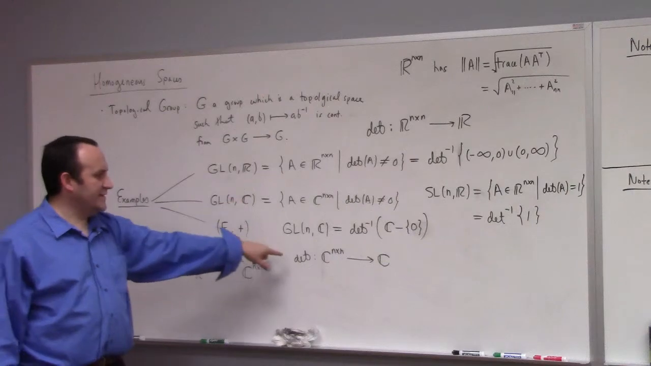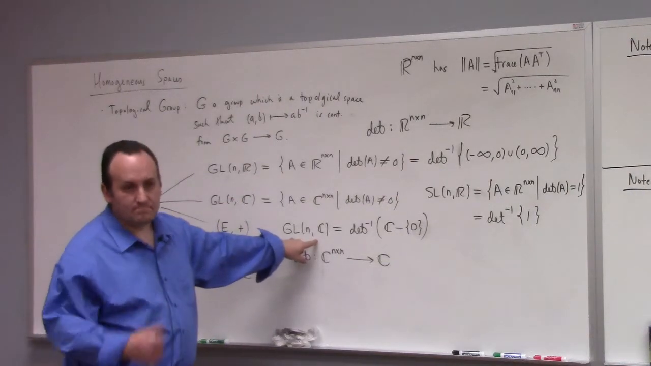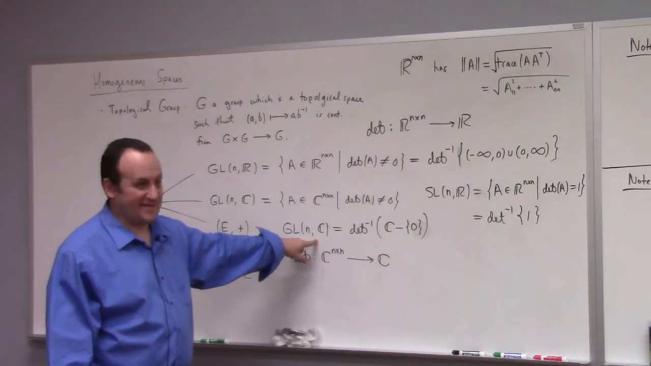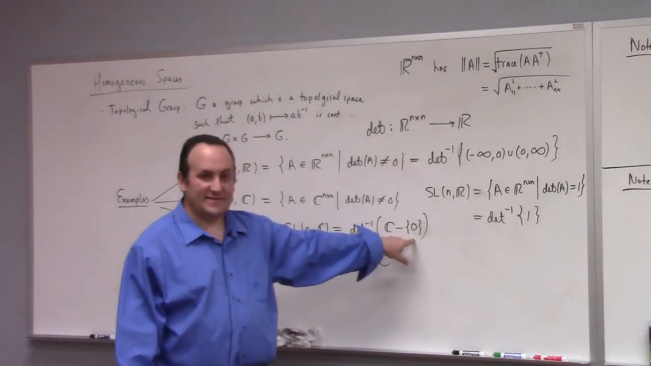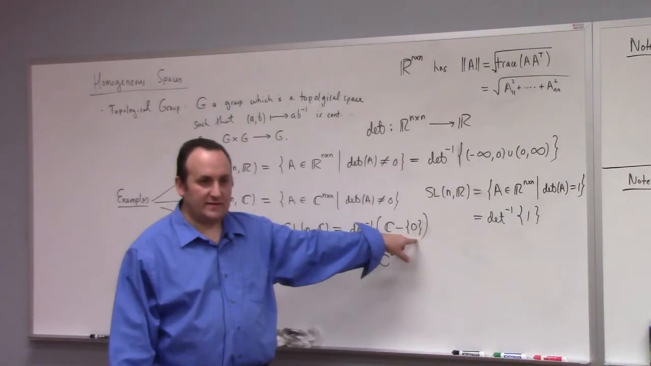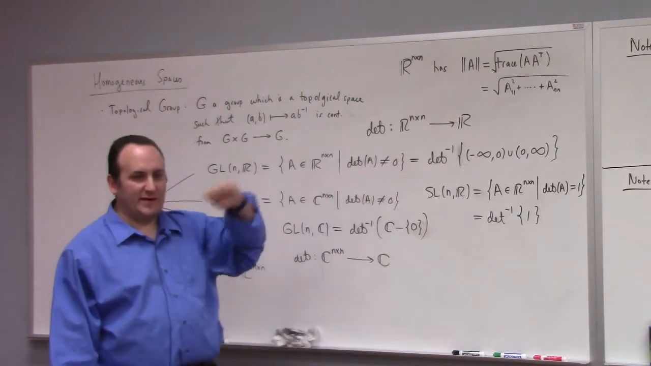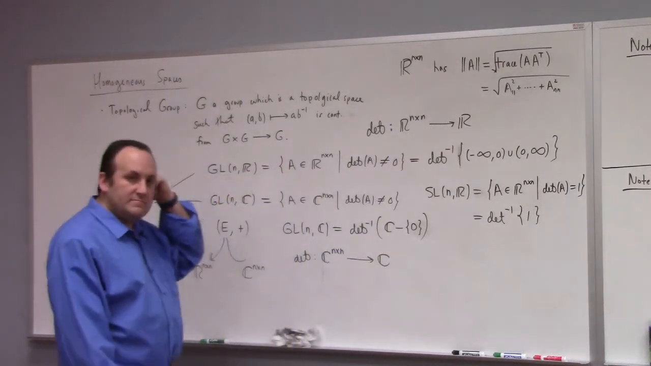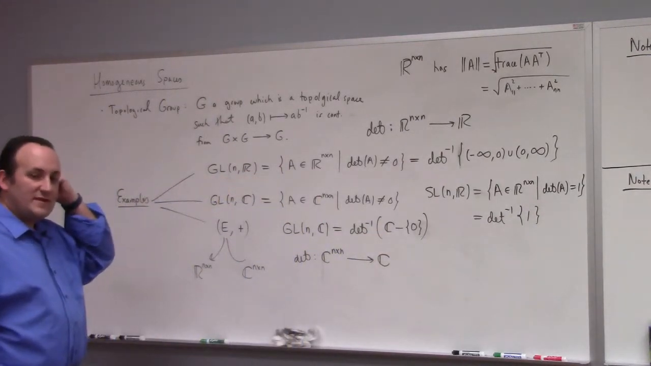How about GLNC? Is this connected? Yes, because this is connected, right? Because the complex plane with a point deleted is still a connected set, right? You've just punctured a point. It doesn't disconnect the set because it's two-dimensional. That is true.